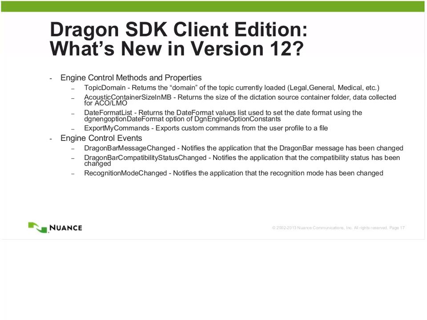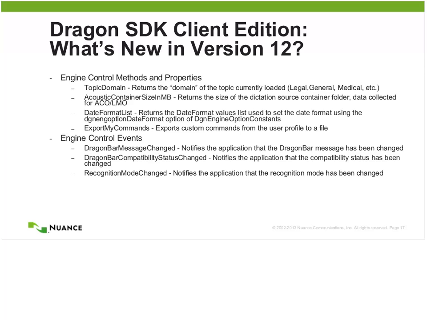We also have a new method called acoustic container size in megabytes, which returns the size of the dictation source container folder. This is the folder that contains all the data that Dragon collects during dictation and that is used for optimization purposes. Then we have a new option called date format list, which is used to handle the new date format values if your application is required to change how Dragon outputs the dates when the speaker dictates them.